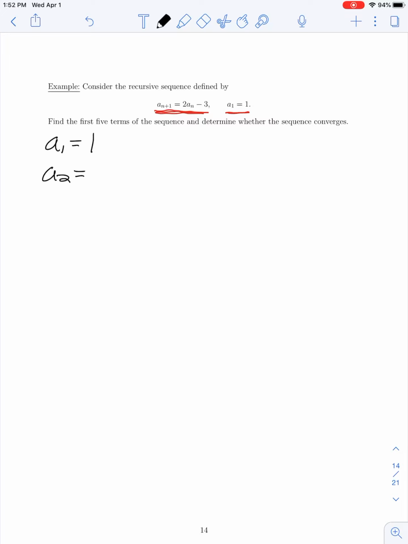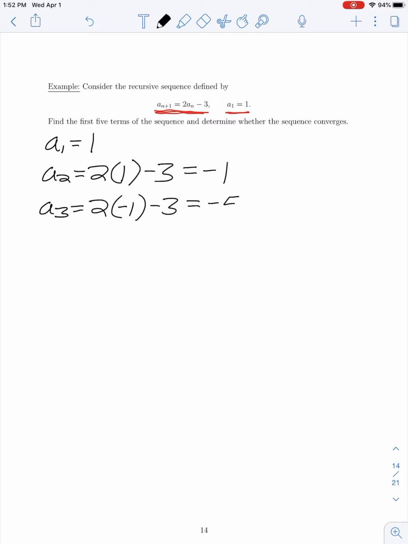So starting with our first term, which we're given, we have a1 is equal to 1. Now to get the second term in our sequence, using the recursion, we're supposed to take 2 times the previous term, which was 1, and then subtract 3. So we have 2 minus 3, or negative 1.